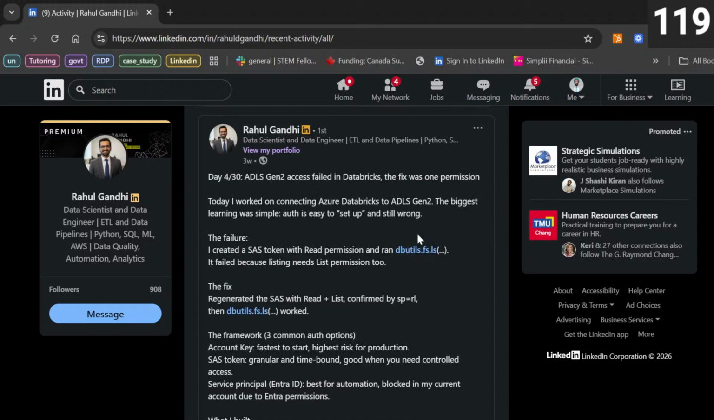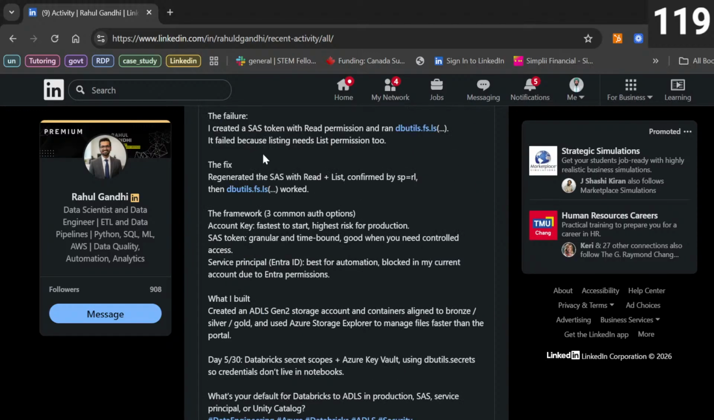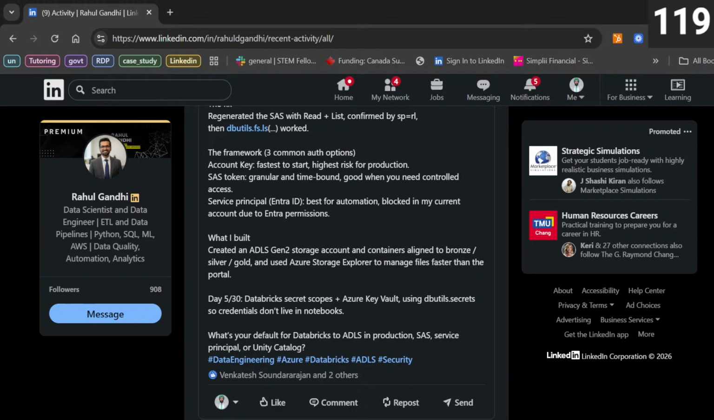Authorization is easy to set up and still wrong. He created a SAS token with read permissions and ran this. It failed. He regenerated the SAS, and then the dbutils commands worked. SAS is the fastest start with the highest risk for production. The alternative is a service principal. He built an ADLS Gen 2 storage account with containers aligned to bronze, silver, and gold. So he's like, oh, he'll be talking about Databricks secret scopes, Azure Key Vault, and dbutils.